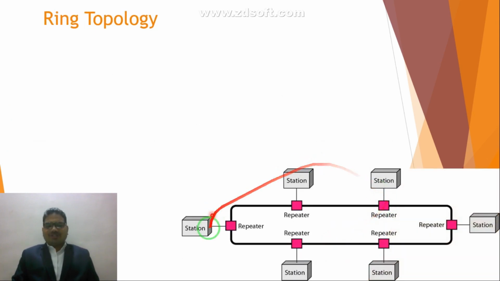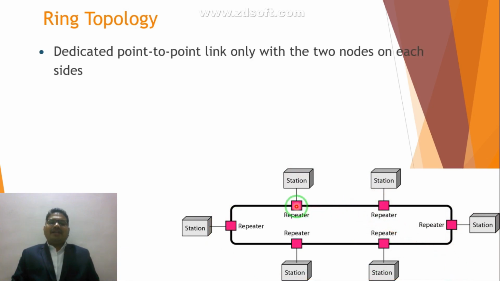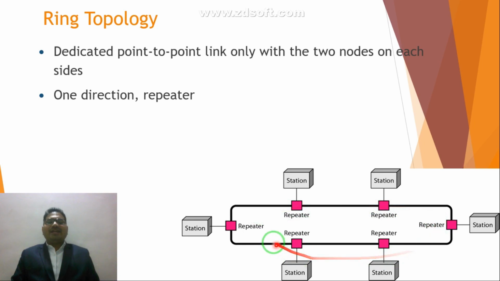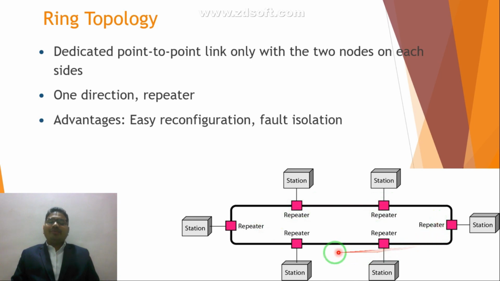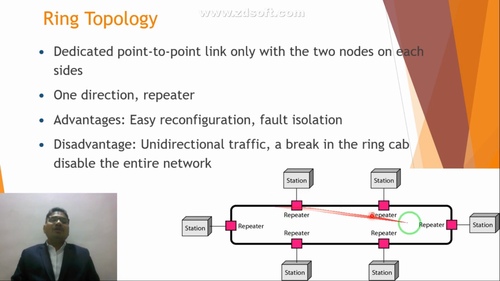Next, it is your ring topology. You can see over here dedicated point to point links with only two nodes on each side. This station has only two dedicated links, one to this station and another to this station. Similarly, it applies for all the stations. The data is communicated in one direction only, either clockwise or anti-clockwise. So we need to use a repeater over there in order to regenerate the signal as it is. Advantages: easy reconfiguration, and fault isolation is also easy, but traffic is unidirectional. A break in the ring cable is going to disable the entire network.